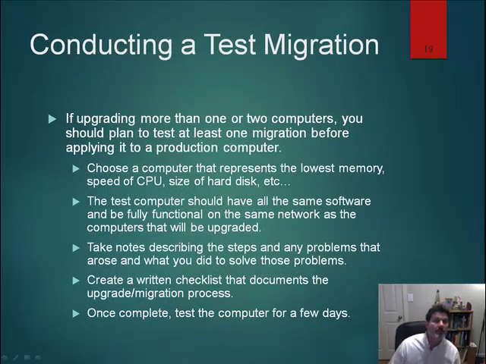We're also going to want to do a test migration, particularly if I'm upgrading more than one or two systems. I really should plan a test migration at least once before I apply it to the production environment. Choose a computer that represents the lowest memory speed, CPU size, and hard disk, really the lowest common denominator in the network. That test computer should have all of the same software and be fully functional on the same network as the computers that are going to be upgraded. We're going to take notes as part of the process, describing the steps and any problems that arose and what we did to fix them. And we're then going to create a checklist based on these notes that documents the entire process.